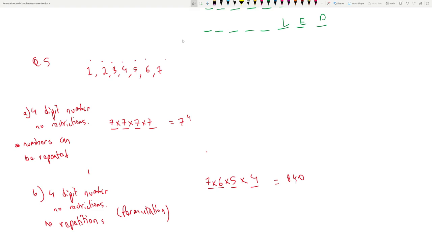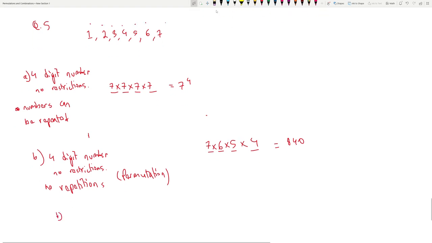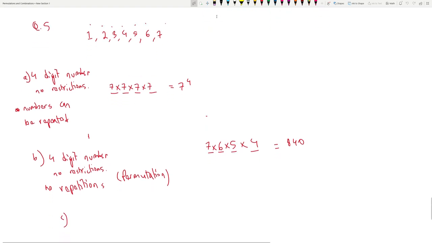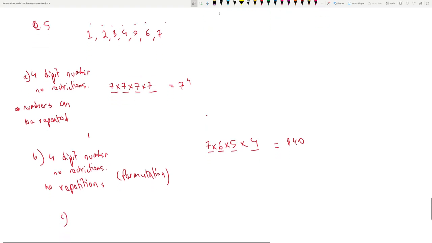Okay, but what if we have some restrictions now? Suppose they can give you these sums. These are rare in A levels these days, but you can find these in undergrad or somewhere else maybe, if you have a math course, stat course. So no repetitions. Now we'll be dealing with no repetitions.